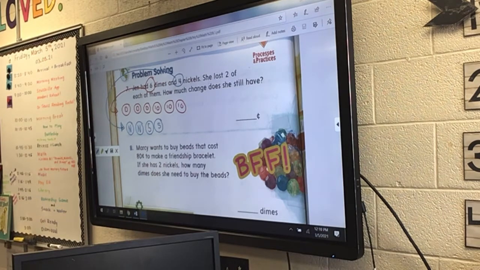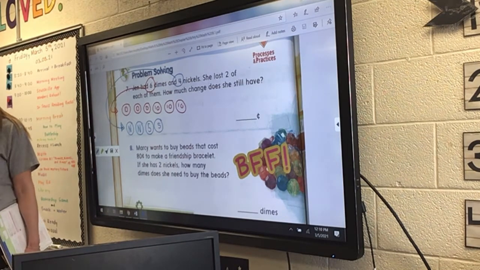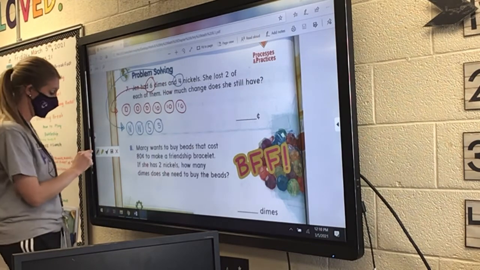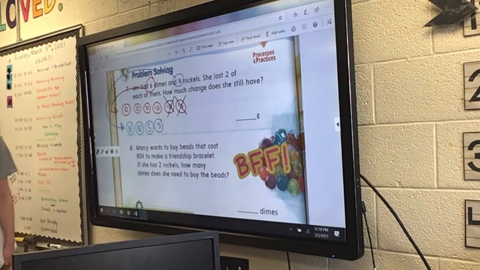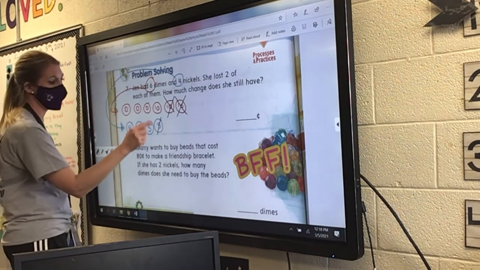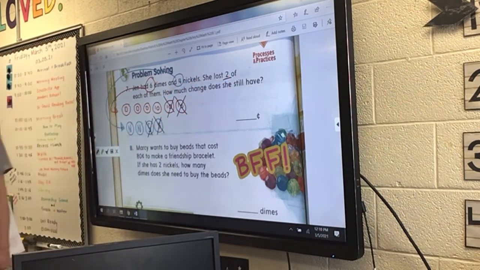Now, the problem says she lost 2 of each of them. So it says of each of them, how many dimes did she lose? How many dimes, Charlotte? She lost 2 dimes. And she also lost 2 what, John? Nickels. So we're going to X them out. 2 dimes, 2 nickels are lost because she lost 2 of each of them.